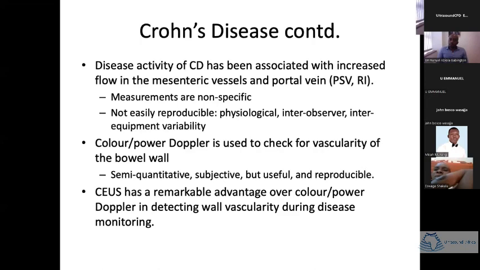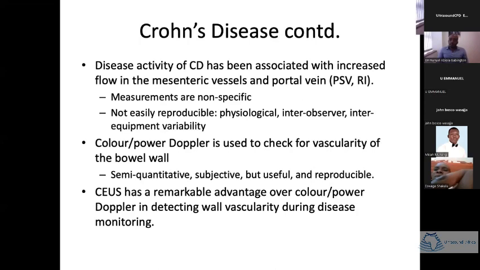Also color or power Doppler can be used to check for vascularity in the small bowel. However, this is semi-quantitative, can be quite subjective, and machine variability comes into play, but it's quite useful and it's reproducible. So it's important to use power Doppler to check for vascularity. If you have other fancy features in a machine, like microvascular imaging or B flow, you can use that as well.